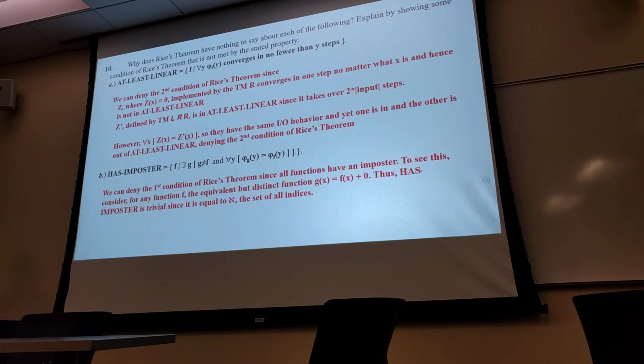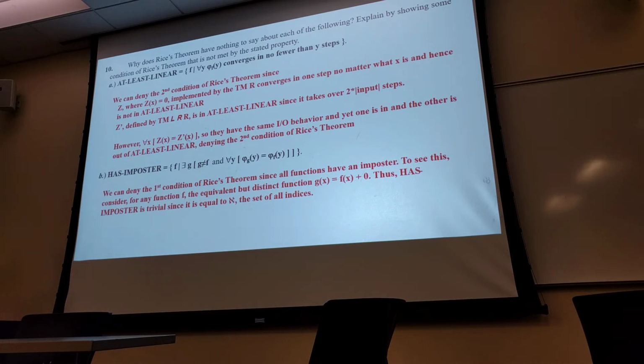Or how about f of x plus 0? Same thing. If f of x diverges, f of x plus 0 diverges. If f of x converges, f of x plus 0 gives you the exact same value. So all functions have doppelgangers or imposters associated with them. So that particular one is trivial, and so that means you cannot apply Rice's theorem to it.